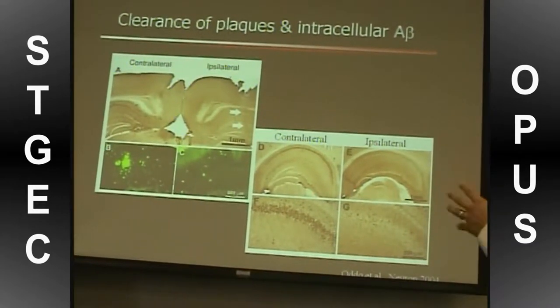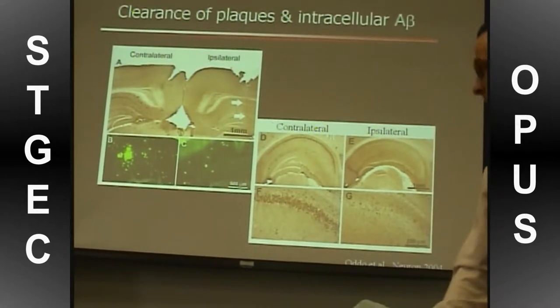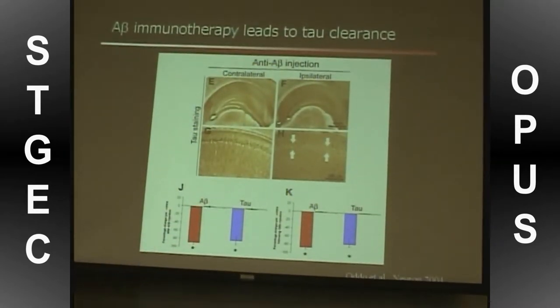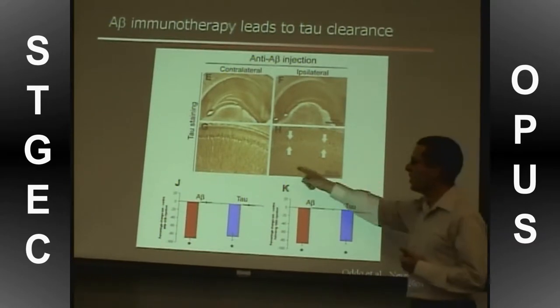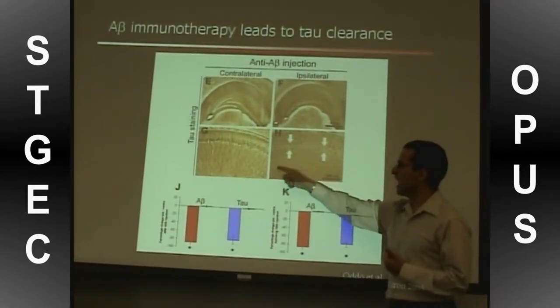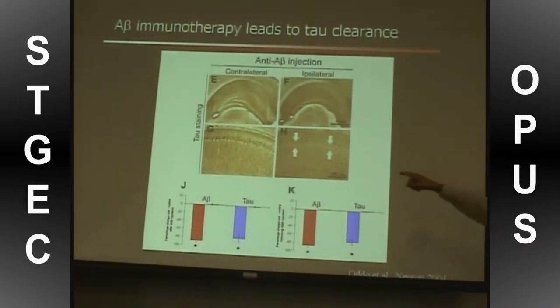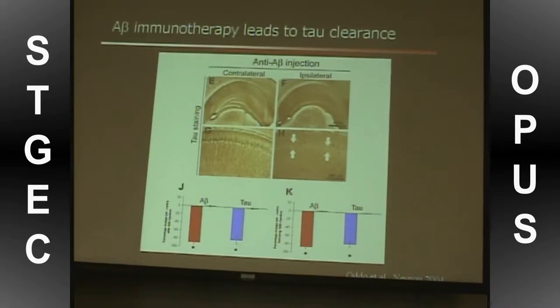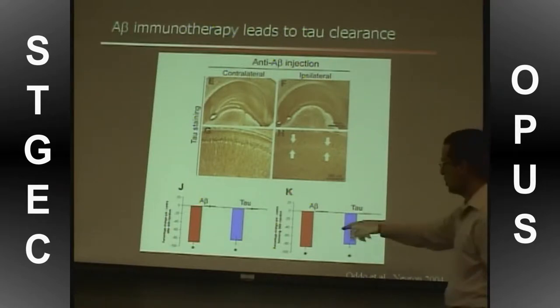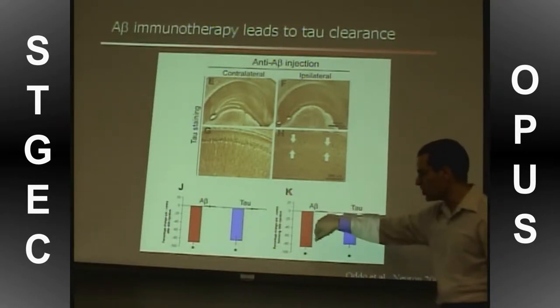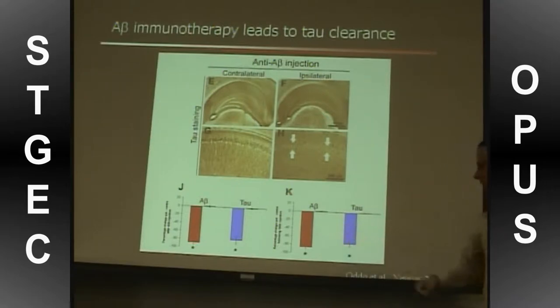At this point, we could address our question: now that we have cleared A-beta, what happens to the tau pathology? As you can see, this is a serial section of the one I just showed you. There is a marked reduction in the tau deposits. Here, the somatodendritic tau staining in G is basically absent in the ipsilateral side of the brain. J and K show the quantification, the percentage decrease in A-beta and tau, using two different anti-A-beta antibodies.